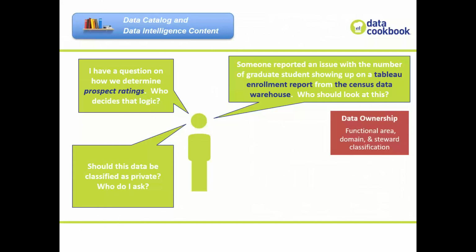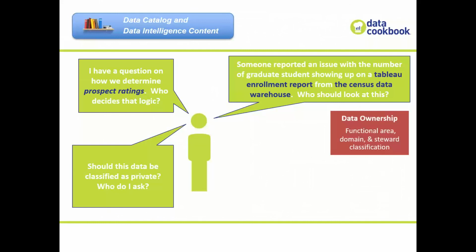Another one is someone reported an issue with the number of graduate students showing up on a Tableau enrollment report from the census data warehouse. Who should look at this? All right, so this is an interesting question. In the previous example someone was saying I got the wrong number of students, and this is an example saying, hey, I'm seeing this on a Tableau report that's being run out of this particular data warehouse.